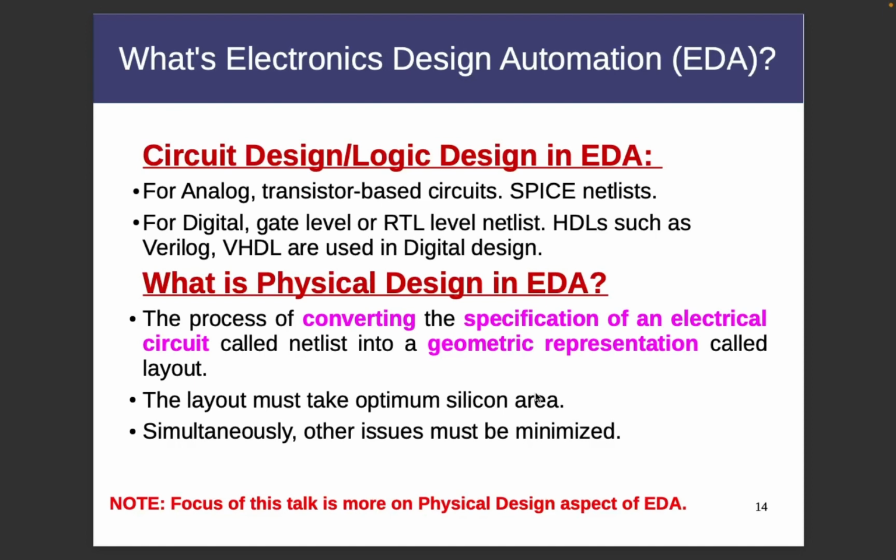Similarly for the digital design, we use a hardware description language like Verilog or VHDL, and we initially create the RTL level design. From there we do the synthesis to create the gate level design, and from the gate level design we do place and route, using an automatic place and route tool to get the layout of the chip. So these are basically the two steps of EDA.